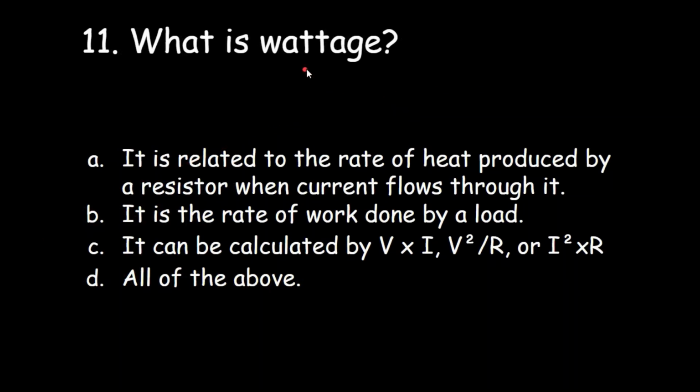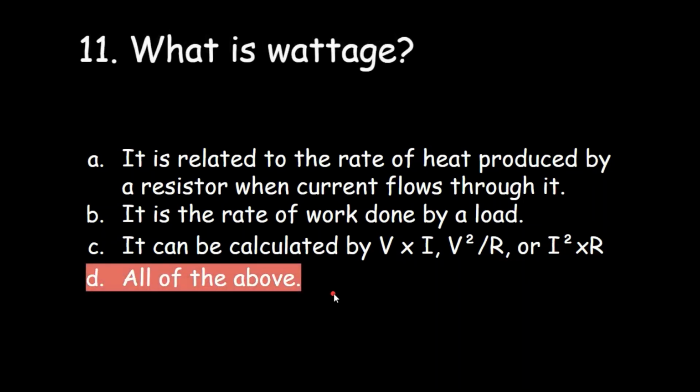Number 11, what is wattage? It is related to the rate of heat produced by a resistor when current flows through it, or it is the rate of work done by a load, or it can be calculated by V times I, V squared over R, or I squared times R, or all the above. The answer is all the above.